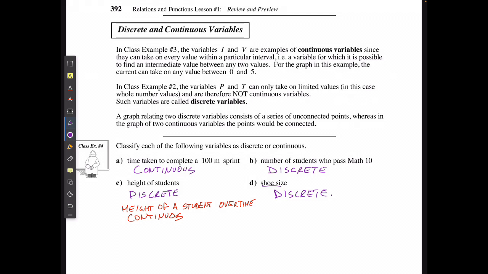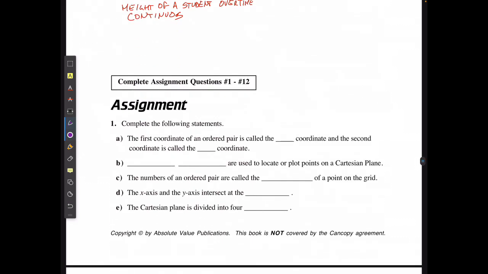In order for it to be considered continuous, it would have to be able to exist as, theoretically, all real numbers that exist between the 2 points. All right, that is it. Go and try some practice.